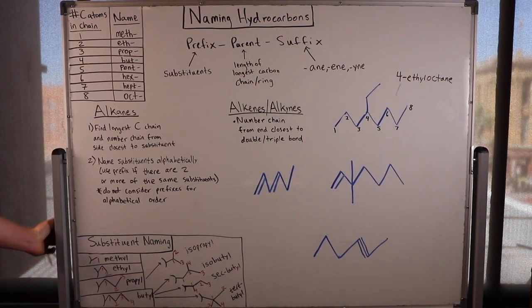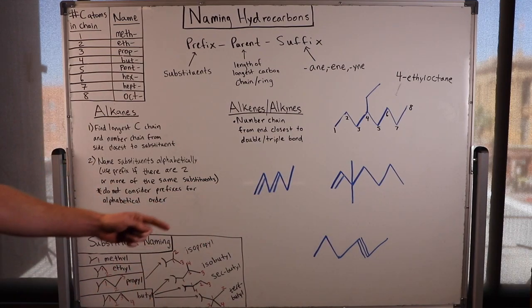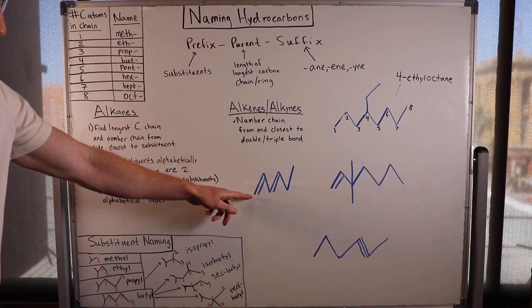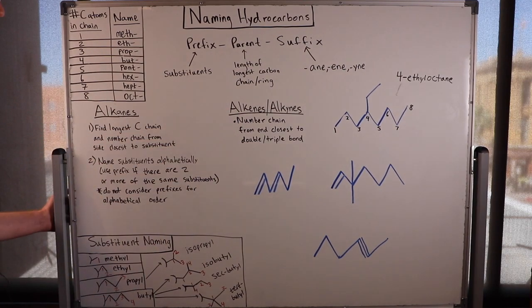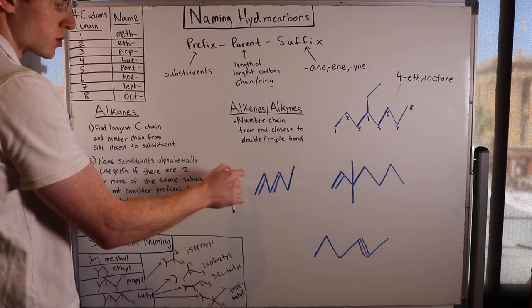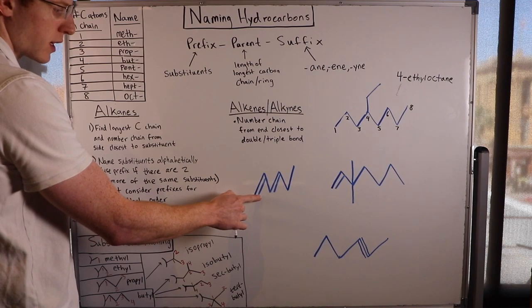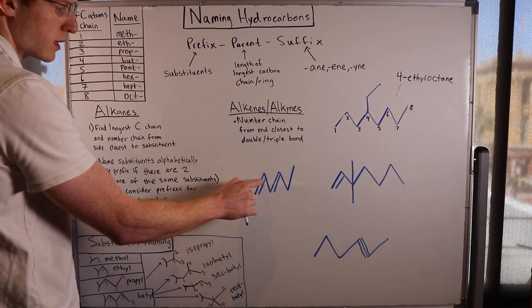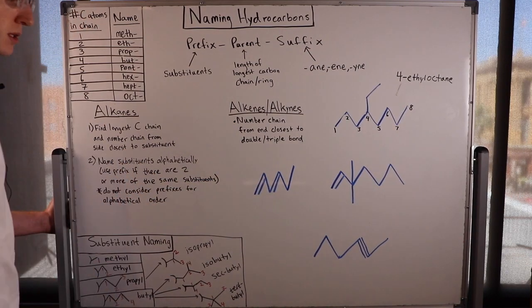Okay, so let's move on to this one here. So we see that we have at least 1 double bond in this hydrocarbon, so that means it is an alkene. And the rule for alkenes is we want to number the chain from the end closest to the double or triple bond. So here we see this is where the double bond starts, right? And we know that this carbon chain is going to be 1, 2, 3, 4, 5, 6 carbons long.